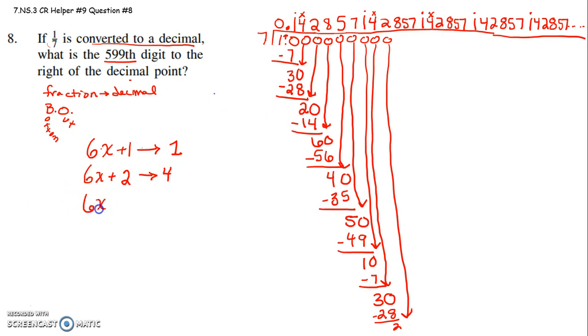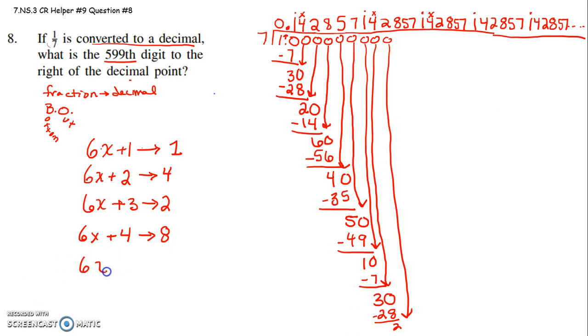And then 6x, a multiple of 6 plus 3. That digit is guaranteed to be, the third digit over, a 2. 6x plus 4, the fourth digit over, 1, 2, 3, fourth digit over, that's guaranteed to be an 8.